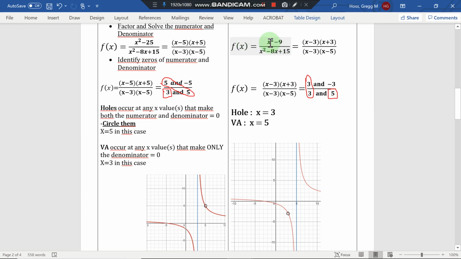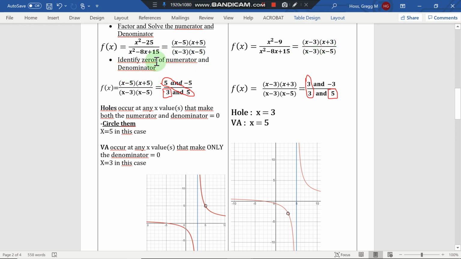Here we are with our second equation, and we have x squared minus 9 over x squared minus 8x plus 15. So remember, the first step is to factor the numerator and denominator. X squared minus 9 factors into x minus 3 times x plus 3, and x squared minus 8x plus 15 factors into x minus 3 times x minus 5.